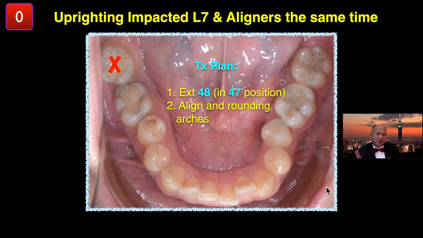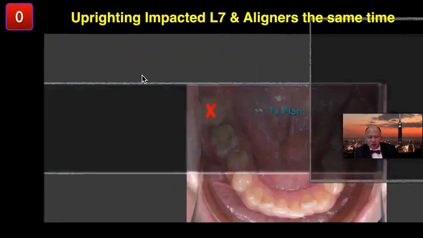And if you have this plan, then the Invisalign treatment plan is easy. Extract 4A, which is in the 4-7 position. This is 4A, so it just crosses right this one, so the aligner will not cover this one. Align and round the arches. That's it. This is an easy case because it's a minor crowding and arch skew. The difficult part is the horizontal impaction.